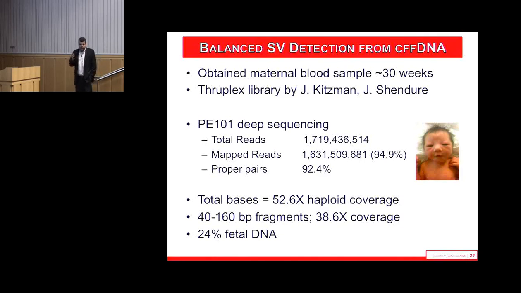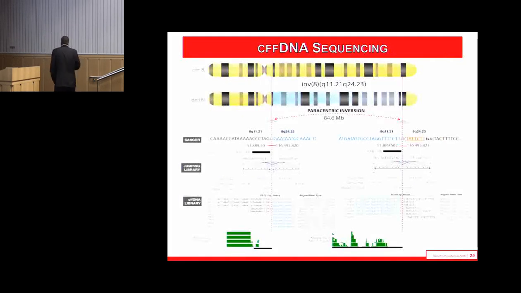Now, effectively, the circulating cell-free fetal DNA is a mosaic of the mother and the child. So what this ends up being is 38x coverage when we sequence the small shards, and it's 24% fetal DNA in there. So about a quarter of the reads come from the fetus, 75% of the reads come from mom. So we then asked ourselves, can we find this chromosomal rearrangement just from the circulating DNA in the fetus? And the answer is yes, we can.